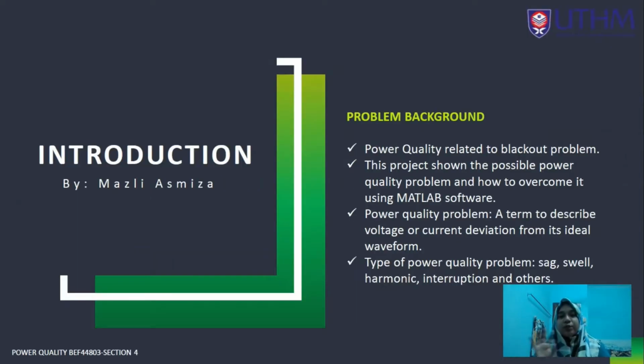So, the problem background. The power quality will affect the blackout problem. This project showed the possible power quality problems and how we overcome them by using a simulation software, which is MATLAB software. A power quality problem is a term to describe a voltage or current deviation from its ideal waveform. There are many types of power quality problems such as sag, swell, and harmonic distortion.